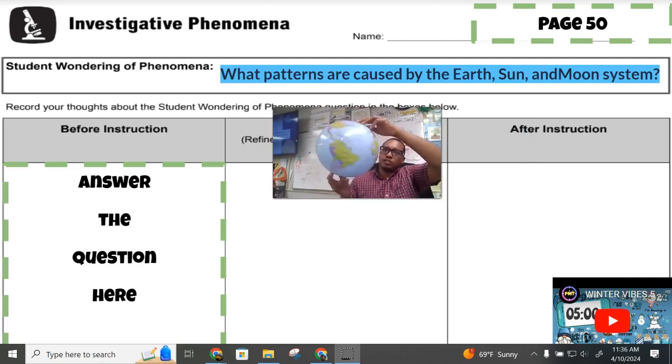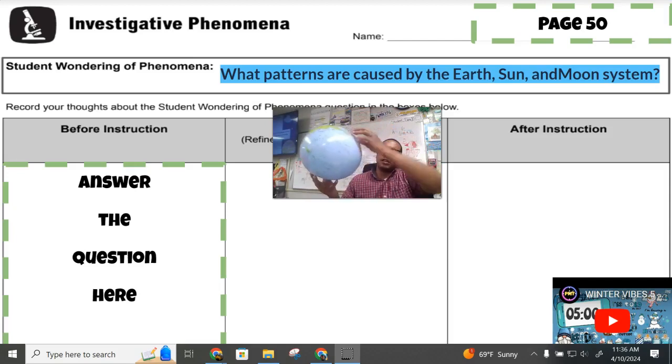But also, as the Earth spins around, not even the orbiting around, but as it spins, there's something happening. We're facing the sun for part of the time, and we would call that daytime. And then we're facing away from the sun another part of the time. And where we're at over here in the United States, we would call that nighttime. So that's another thing that is caused by this system.